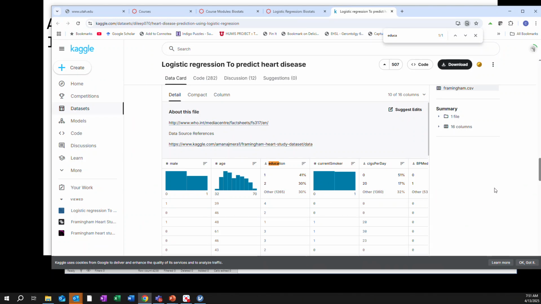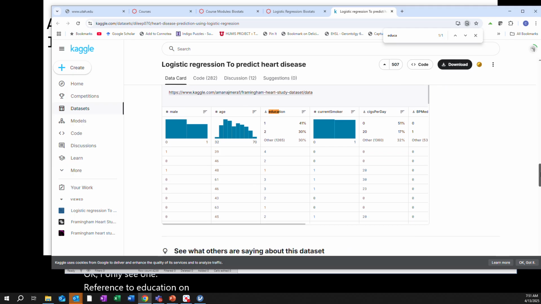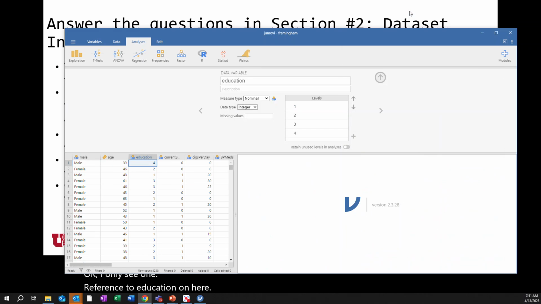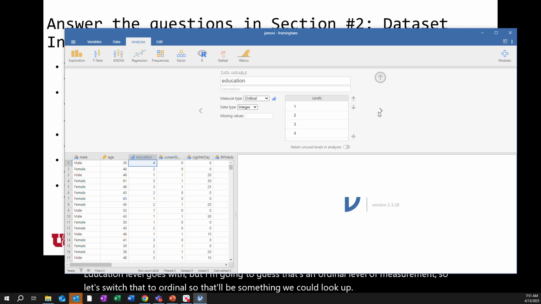Okay, I only see one reference to education on here. Not exactly sure what education level goes with, but I'm going to guess that's an ordinal level of measurement. So let's switch that to ordinal. So that'll be something we could look up, but they didn't give us a good thing in the code book for that.